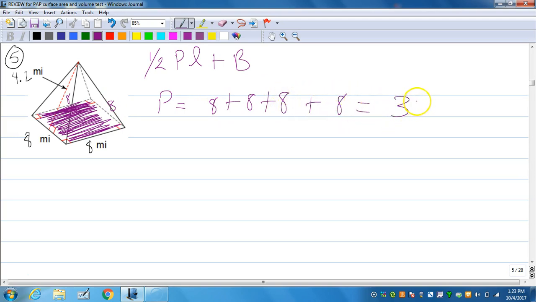Either way, it's 32. L is the slant height, which is right here. This is the slant height. This number here, that is my slant height. That is 4.2.